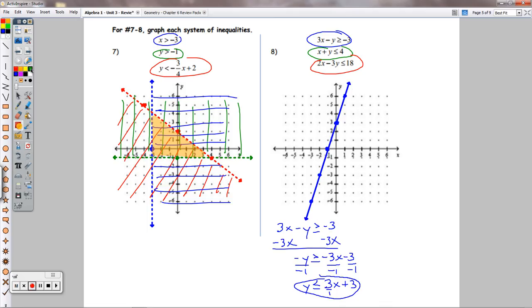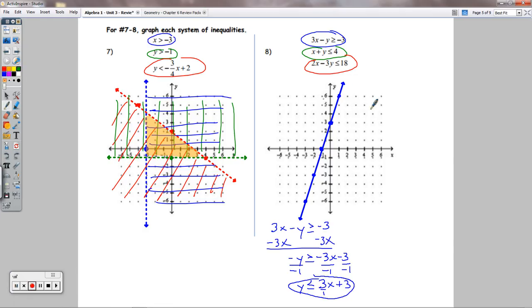For the green one, looks like I've got x plus y is less than or equal to 4. Subtract x, and you've got y by itself already. This is like an invisible 1 right there, so if you wanted to write that in, you could do that. And then that's like negative 1 over 1. So that's your slope, and that's your y-intercept. So start at 4 on that one, and then go down 1, right 1, down 1, right 1. That pattern continues.